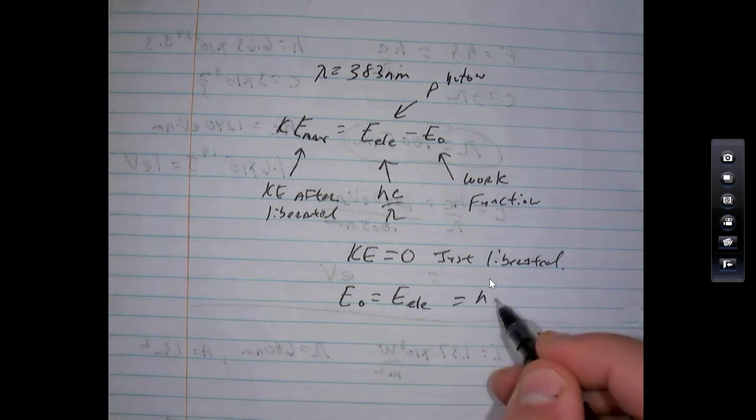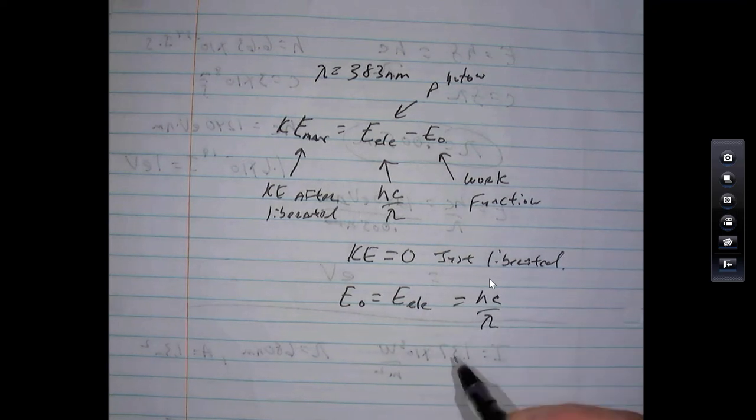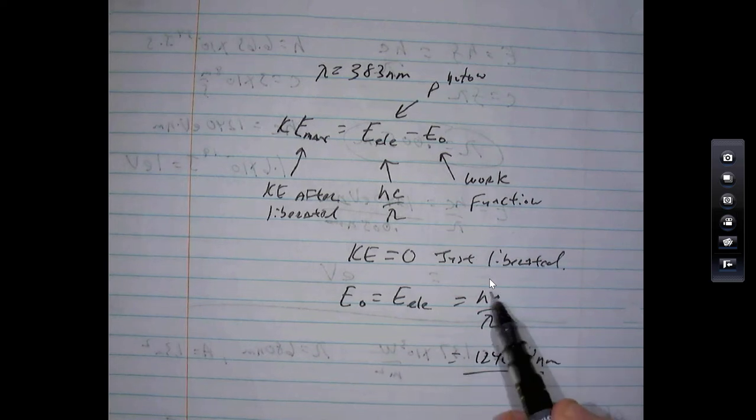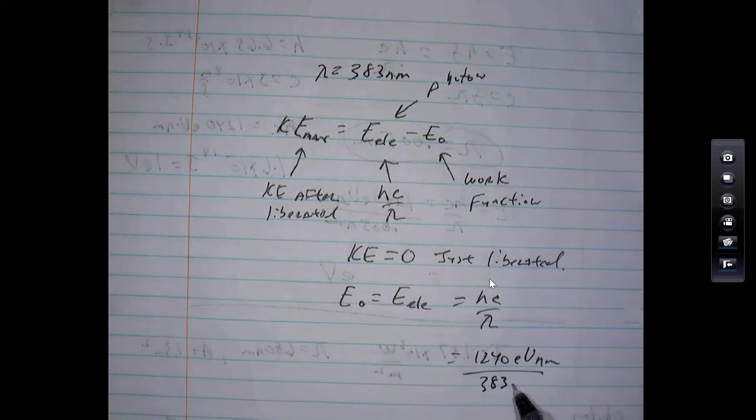So hc over the wavelength. And then I could use my 1240 eV nanometers like I did before, divided by the wavelength. Remember, h times c is 1240 eV nanometers, and then divide by the wavelength, 383 nanometers, and that will get you the work function.